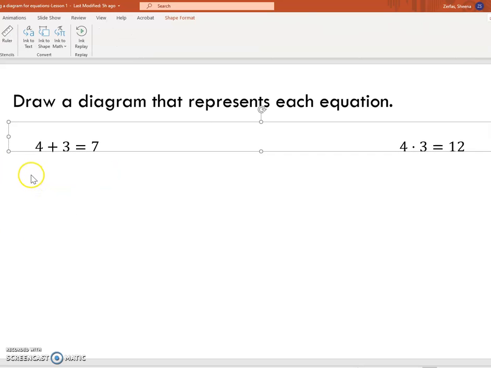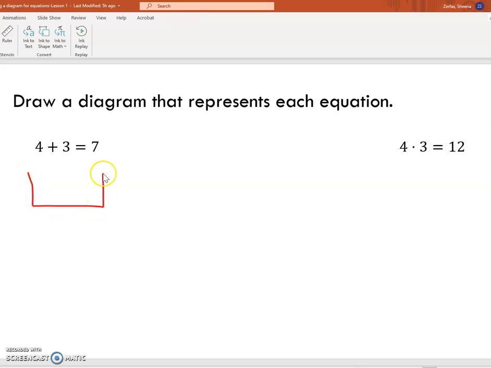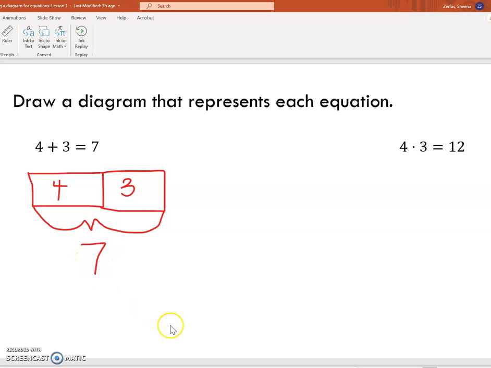when we model addition, I'm going to draw a box for each of the numbers I'm adding. So a box for the 4, and a box for the 3. And then we're going to bracket those together, showing they're being combined to make a total of 7. So I don't need to draw 4 individual boxes for 4 or 3 individual boxes for 3. I'm just, again, for each of the numbers in the problem, drawing one box and putting the value of the box inside.